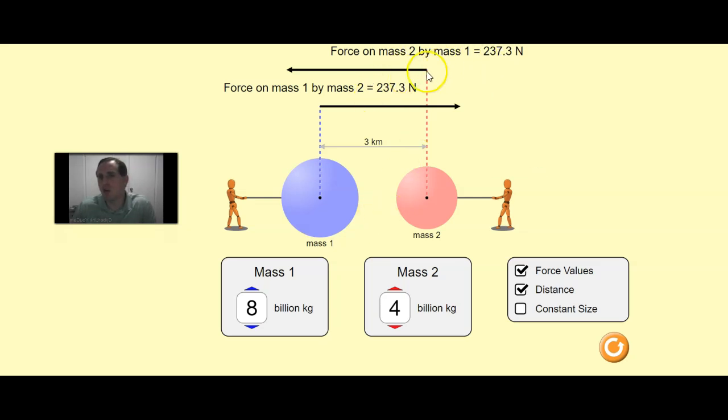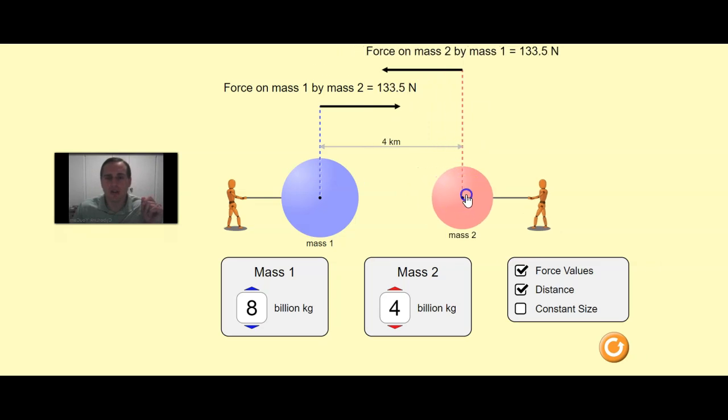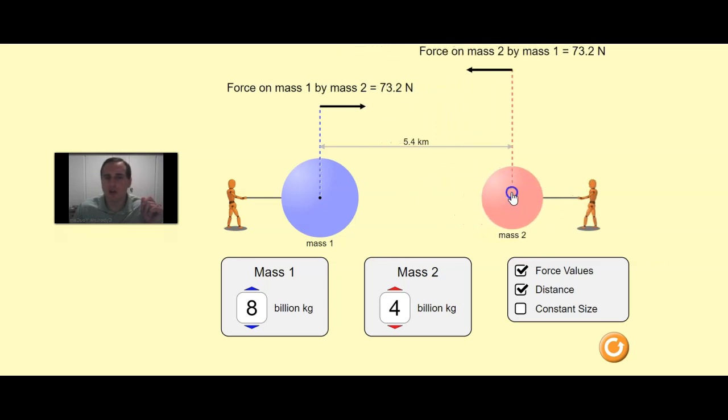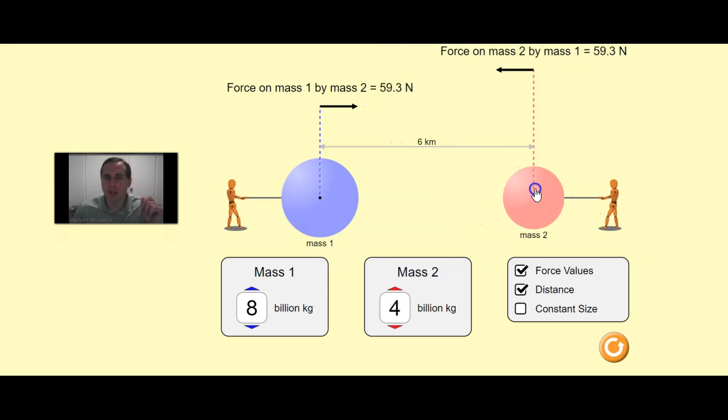Now notice right here we're at about 240 newtons or so. Let's see if we can verify the inverse square law. Let's see if we can move these objects to 6 kilometers apart, and hopefully we'll get 1/4. So in this case it's going to be hopefully just under 60 newtons, because 60 newtons would be about 1/4 of 240 newtons. So let's see if we can do that. So we're going closer to 6 kilometers, and there it is. So it's about 60 newtons.